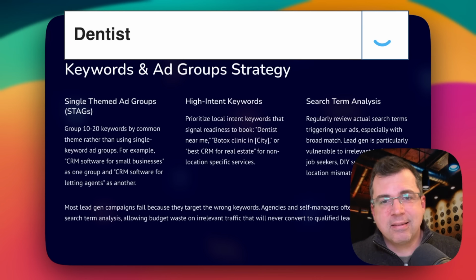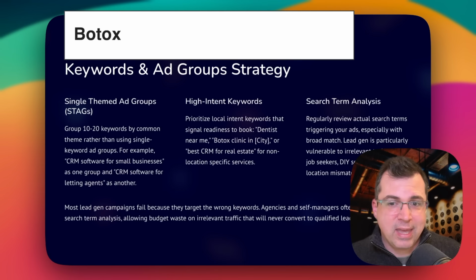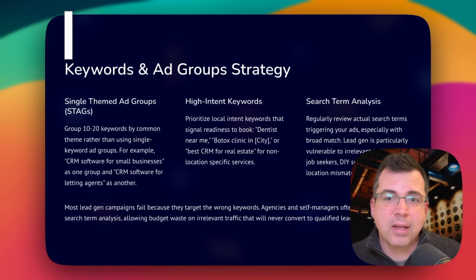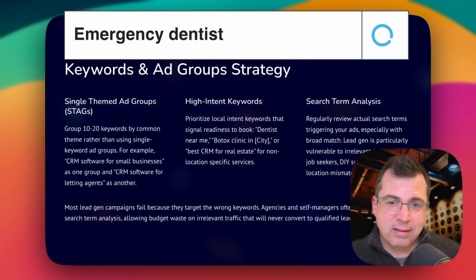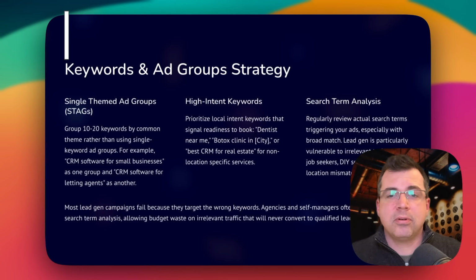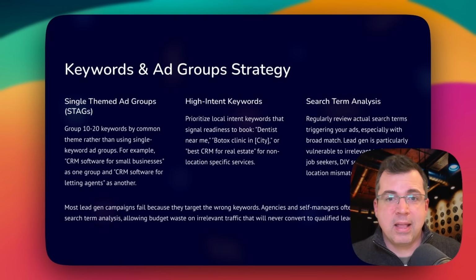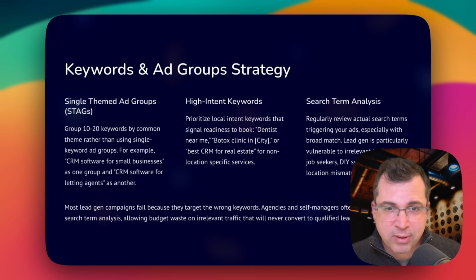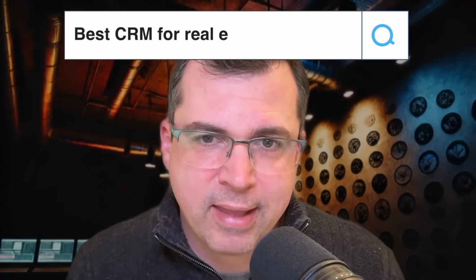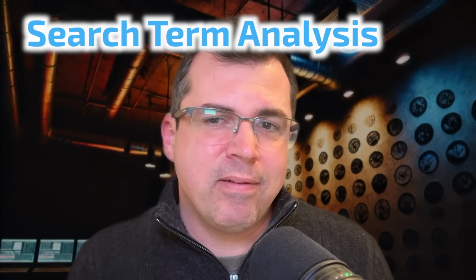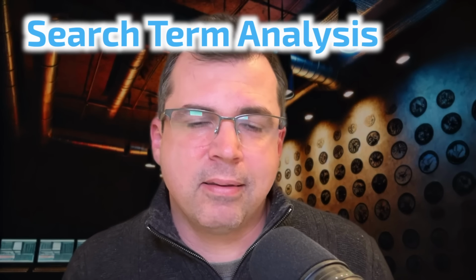So "dentist near me," "Botox clinic in city," and "emergency dentist in city" are examples of high intent queries that signal immediate need. You should target those, and everything else usually comes next. If the area doesn't matter, you still need to start focusing on high intent specific terms like "best CRM for real estate." People tend to mix keywords and search terms, and that's a huge issue.